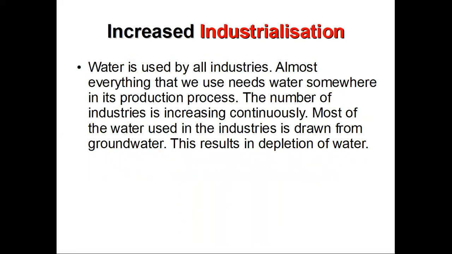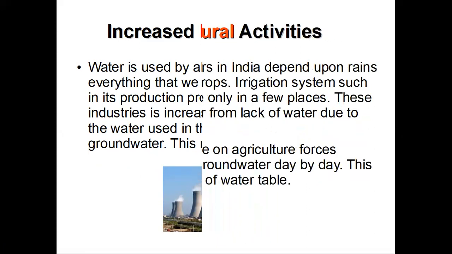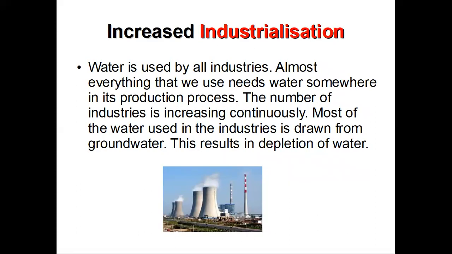Next comes increased industrialization. The water is used by all industries. Almost everything that we use needs water somewhere in its production process. Now, the number of industries is increasing continuously. Most of the water used in the industries is drawn from groundwater. Now, this results in depletion of water. We can see in the image.